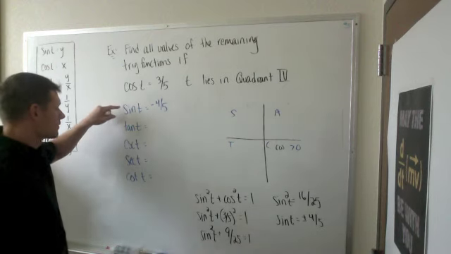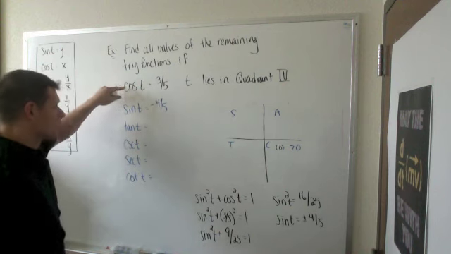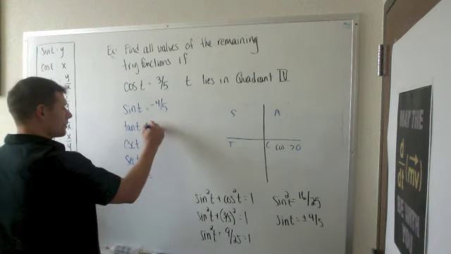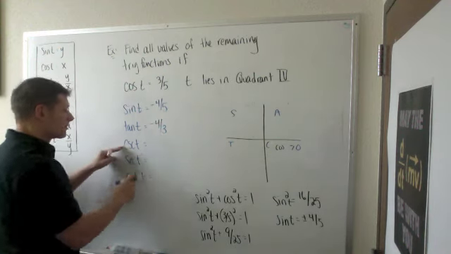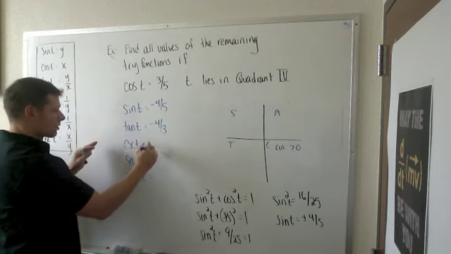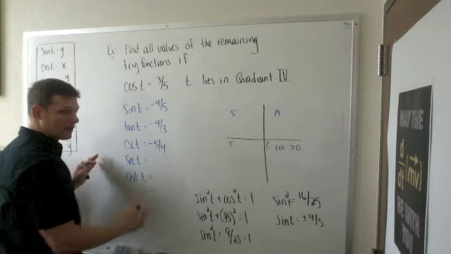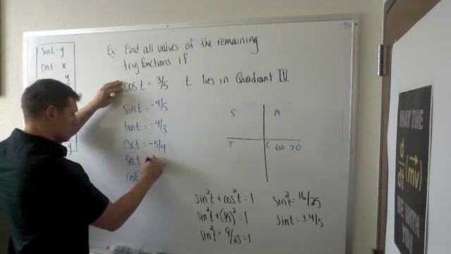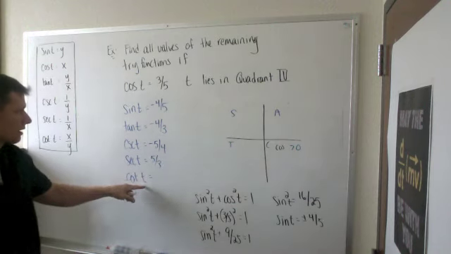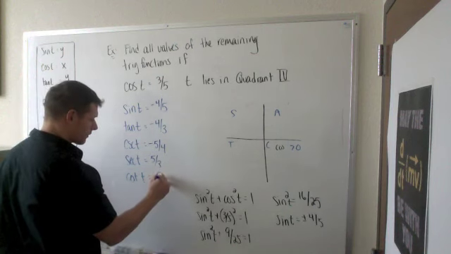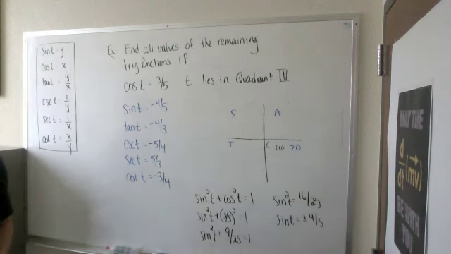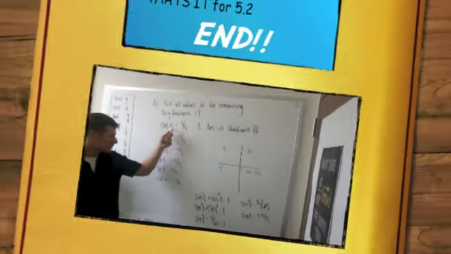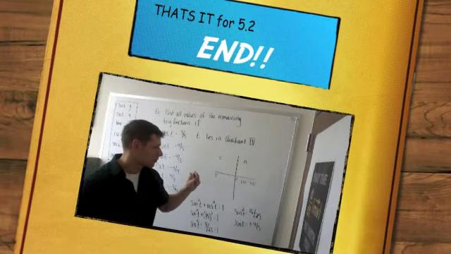Tangent of t is the quotient of sine of t divided by cosine of t. So we'll have negative 4/5 divided by 3/5. So that'll equal what? Negative 4/3. Cosecant of t is just a reciprocal of sine of t. So it'll equal negative 5/4. Secant t is just a reciprocal of this guy, and we'll get 5/3. And cotangent t is just a reciprocal, and we'll get negative 3/4. Okay, so this is finding all the values of the remaining trig functions if we know the value of cosine of some value t, and we know that t gives us a terminal point that lies in quadrant 4.